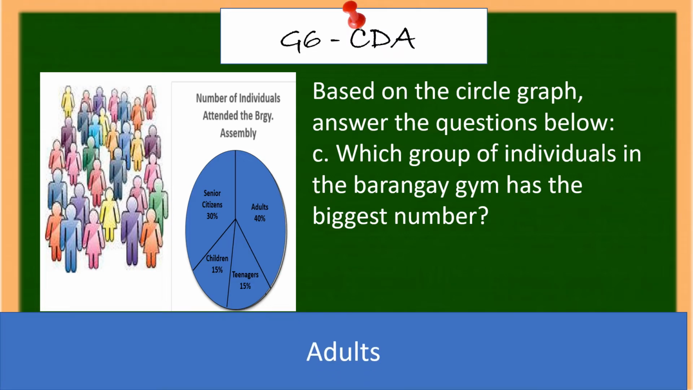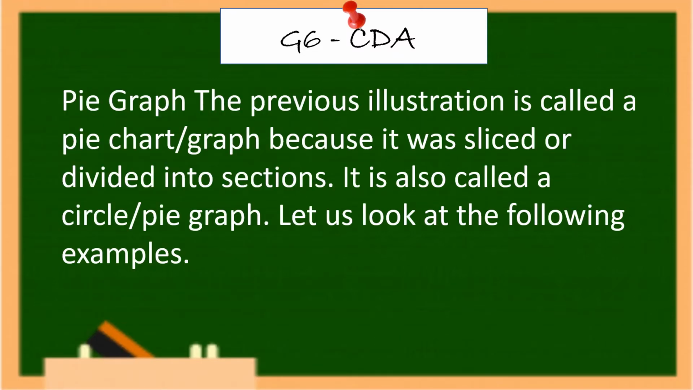Correct, adults. The previous illustration is called a pie chart or pie graph because it was sliced or divided into sections. It is called a circle or pie graph. Let us look at the following examples.